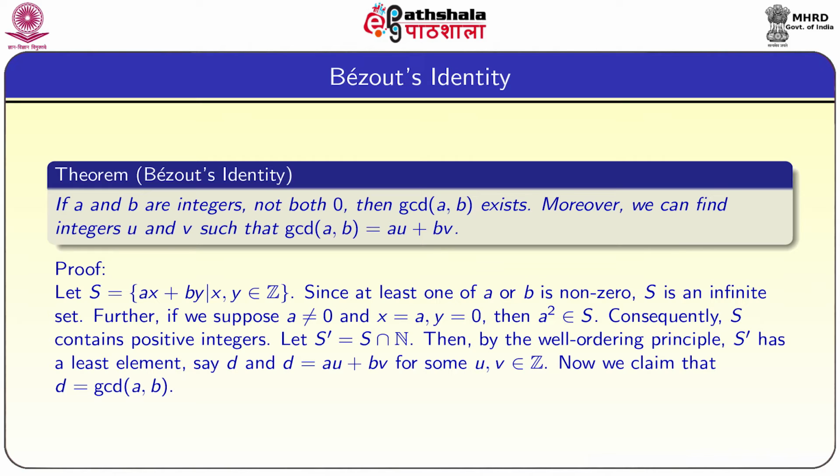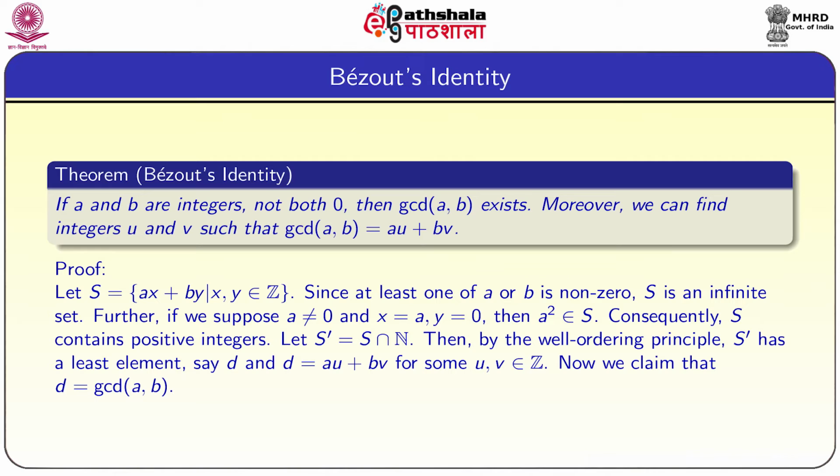So, in order to prove this result, we will take a set S equal to {Ax plus By, where x and y are integers}. If you look at the set, here a and b are fixed integers, x and y are variables. So x and y are changing, so it is an infinite set. Still, what can we say more about this set?